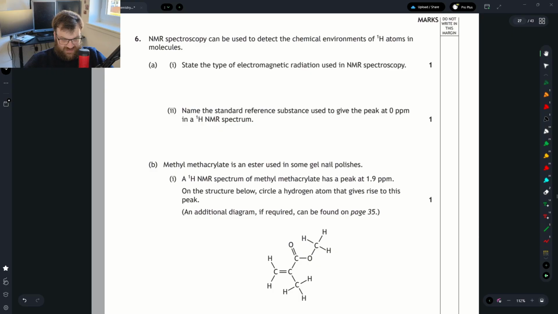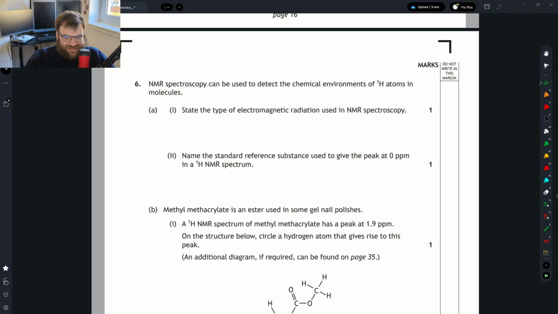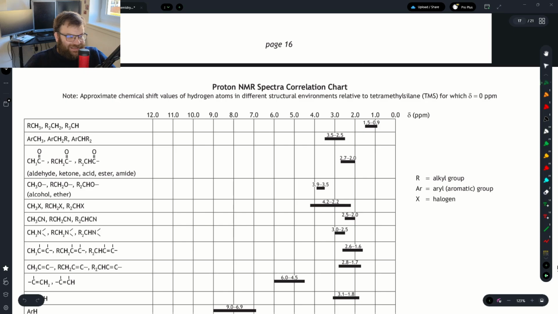On to number 6. In nuclear magnetic resonance spectroscopy, it is radio waves that are used to determine the structures of them. The standard reference substance is TMS. Now, luckily for you, it is in the data booklet. At the top of page 17, it describes that they've all been measured relative to the tetramethylsilane, or TMS for short. So if you're ever unsure, go to that page and it will just straight up tell you.